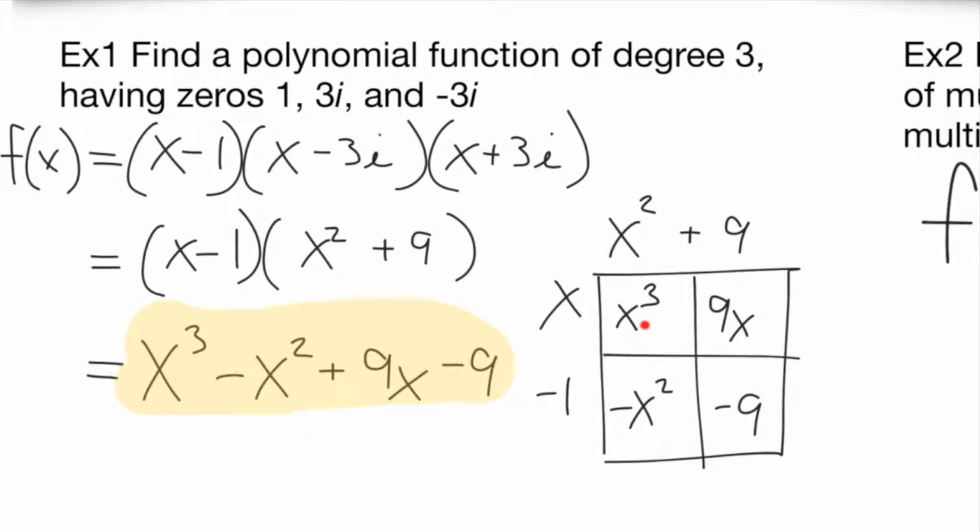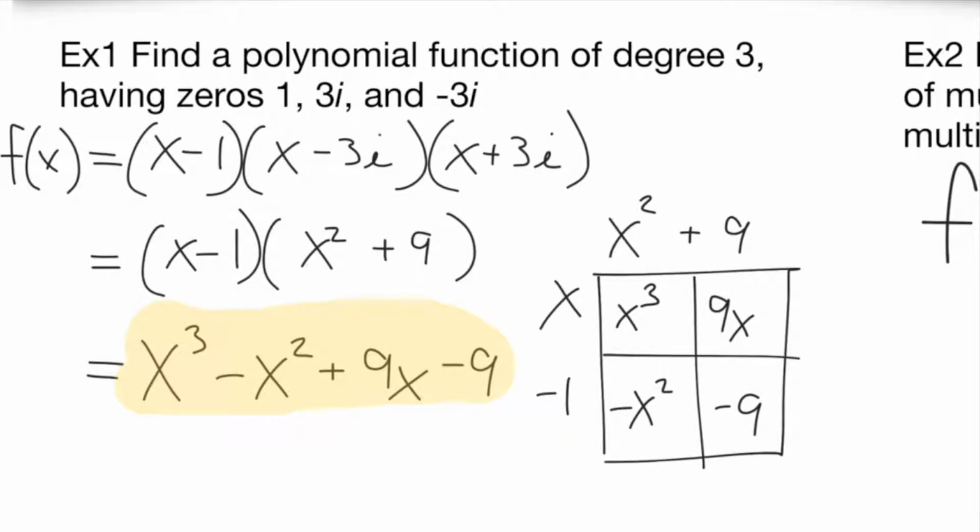So x squared times x is x cubed, 9 times x is 9x, 9 times negative 1 is negative 9, and x squared times minus 1 is minus x squared. There are no like terms to combine, so you're just going to write them all out like this: x cubed minus x squared plus 9x minus 9. Here is the polynomial function. Here is the factored form, and we can see that it has these factors, these zeros, and this is the polynomial version. It has degree 3, and it says a polynomial function.